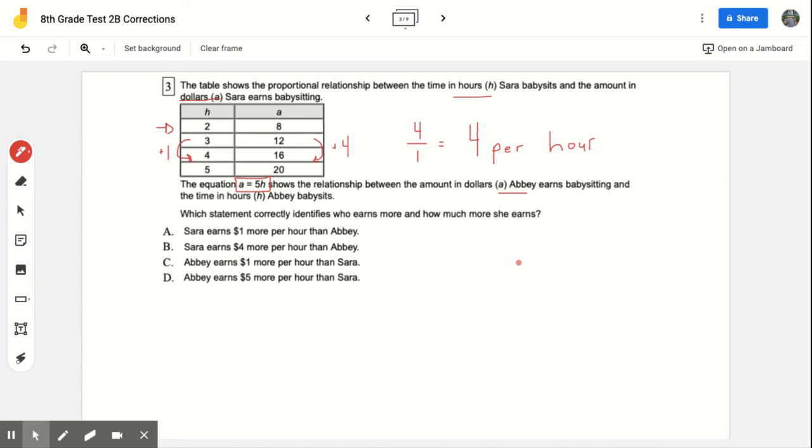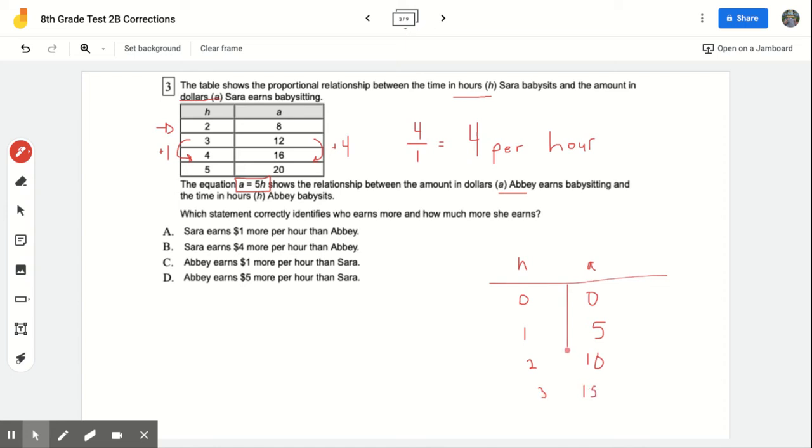And if I wanted to create a similar table for Abby to what Sarah had, you could see, okay, in 0 hours, 5 times 0 would be 0, so she makes no money in 0 hours. If you put a 1 where the H is, 5 times 1 is 5, and then 2 would be 10. So you can kind of see that there's a pattern going on here.